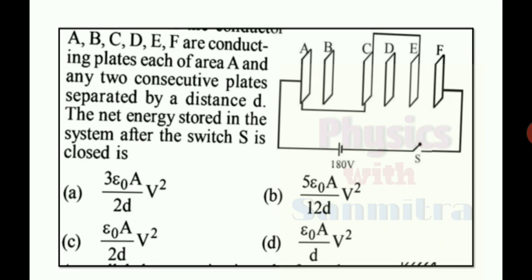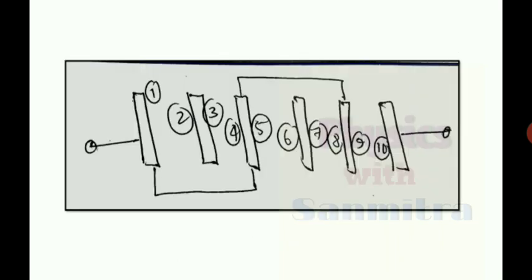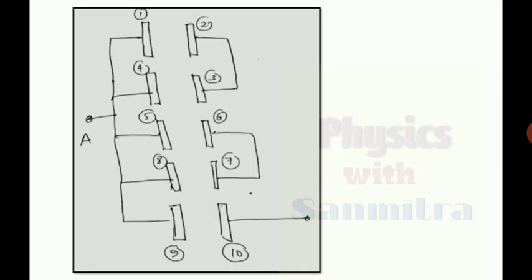This is 1, 2. Let me show you. There are 6 plates: 1, 2, 3, 4, 5, 6, 7, 8, 9, 10. The outer parts I am not writing because they are not facing anything. See, 1, 4, 5, 8, 9. These 5 plates are connected to this one terminal.